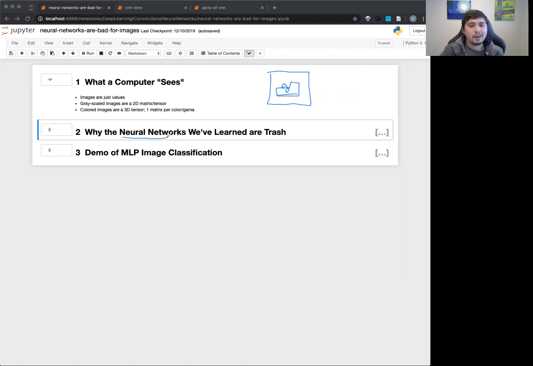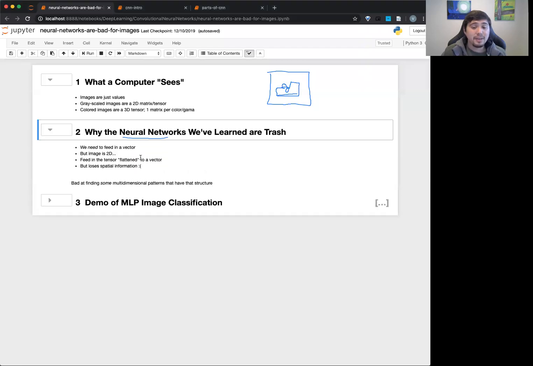Is it a shirt? Is it a dog? Is it a picture of my friend or whatever, right? The thing to remember though, is that we can't simply feed these numbers into the neural network. Because it's 2D, it's a matrix, and vectors are the only things that you can feed into a neural network. So we have to flatten our matrix to a vector.